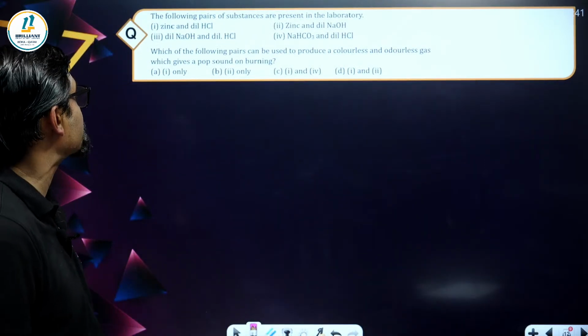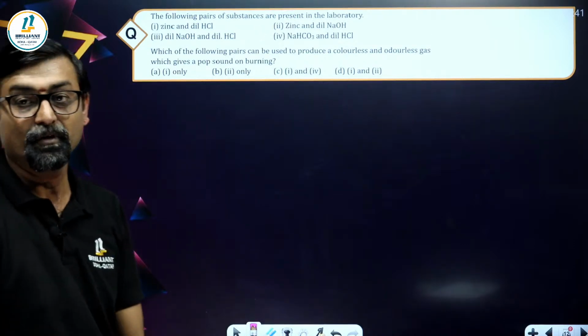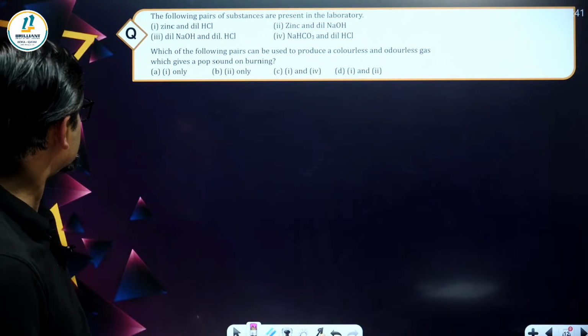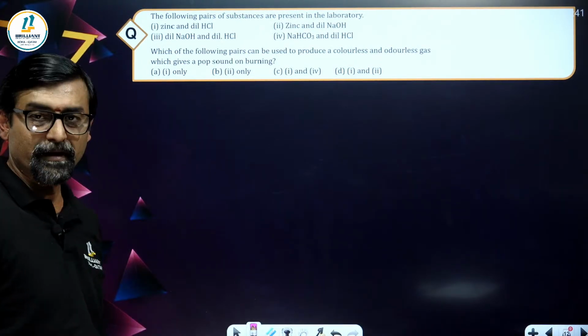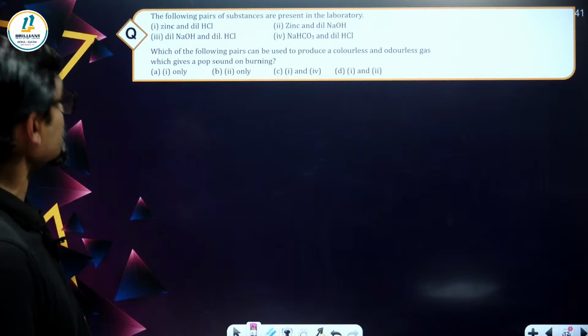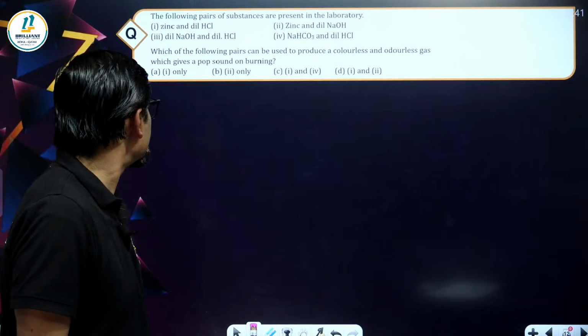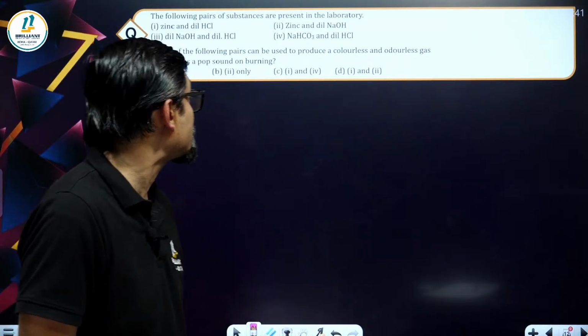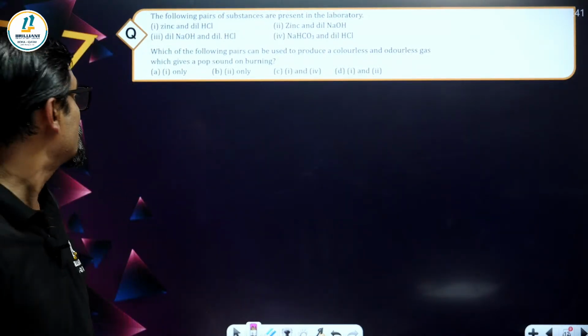The following pairs of substances are present in the laboratory. There are a few combinations. What are those? Zinc and HCl, nice. Zinc and NaOH, very nice. Next, NaOH and HCl. And NaHCO3 and HCl.